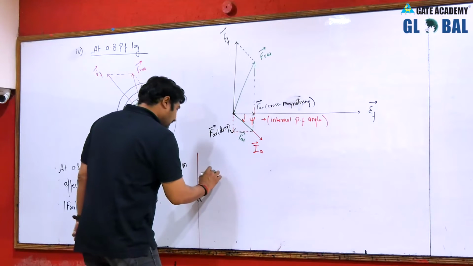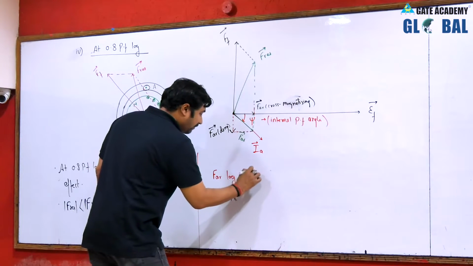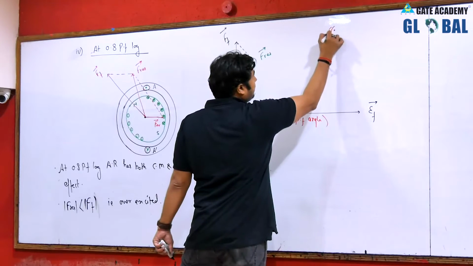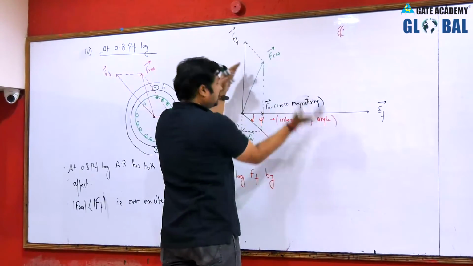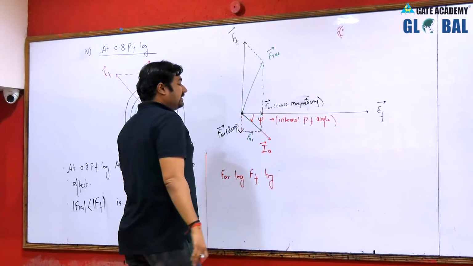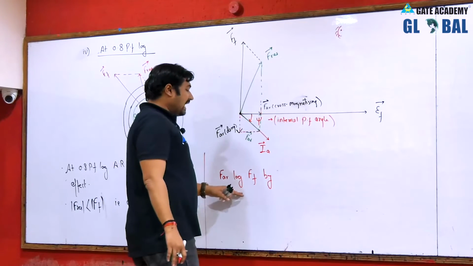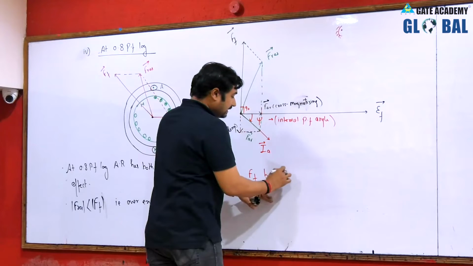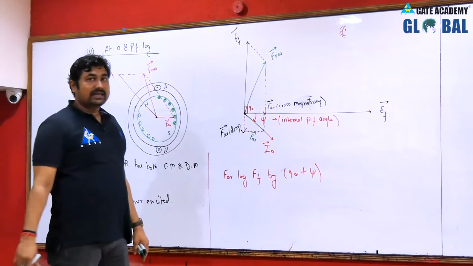So you can say, sir, armature MMF lags field MMF by an angle. Why am I saying lag? Because the phasors rotate in an anti-clockwise direction. So first we will get FF, then F resultant, then EF, and then IA, that is the phase of FAR. So FAR lags FF by an angle of 90 degree plus psi, where psi is the internal power factor angle.